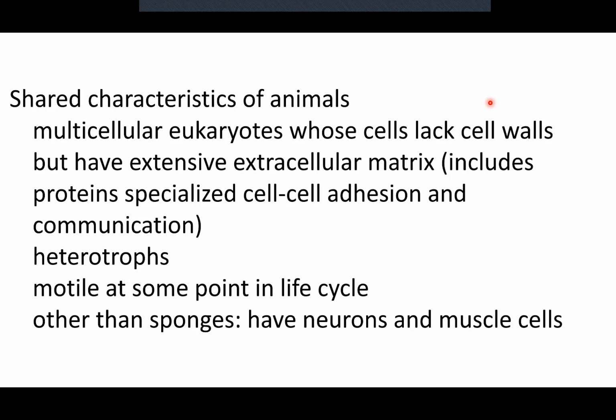First thing we talked about are shared characteristics of animals. They're all multicellular eukaryotes, lacking a cell wall, and they have extensive extracellular matrix, also known as ECM, which includes proteins specialized for cell-to-cell adhesion and communication. Since they're multicellular, their cells need ways to stick to each other and ways to communicate, and this will especially be important when we talk about animals with tissues. Animals are heterotrophic. They're motile at some point in their life cycle, and other than sponges, they have neurons and muscle cells.